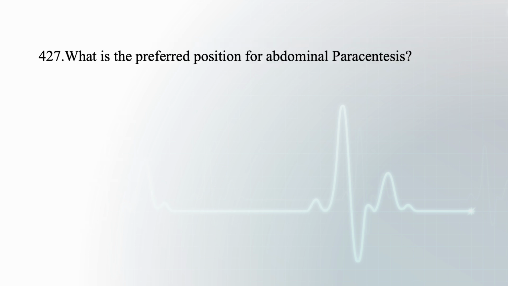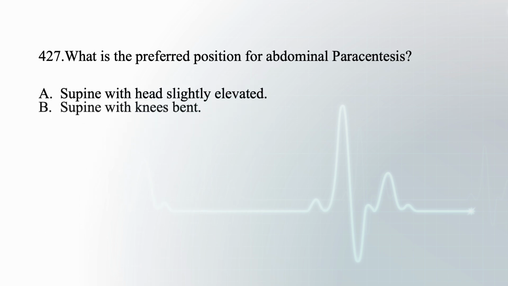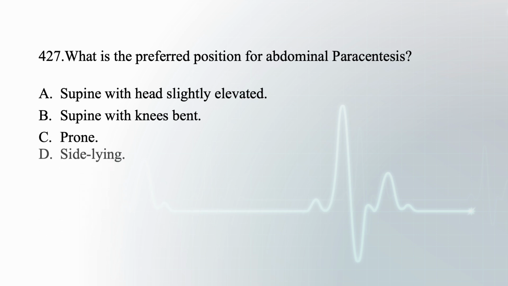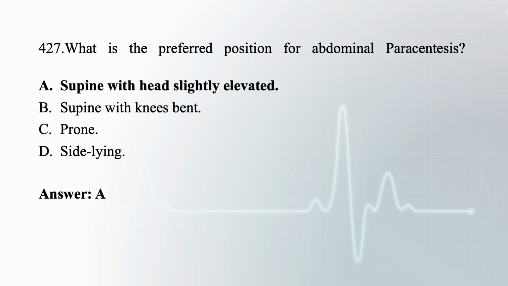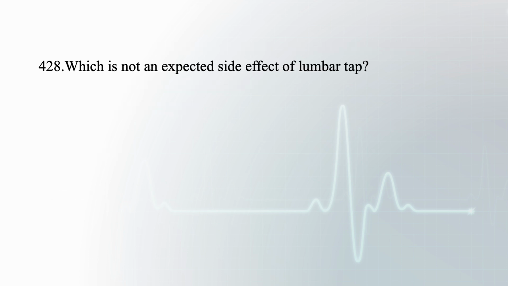Question number 427. What is the preferred position for abdominal paracentesis? Option A, supine with head slightly elevated. Option B, supine with knees bent. Option C, prone. Option D, side lying. The correct answer is option A, supine with head slightly elevated.